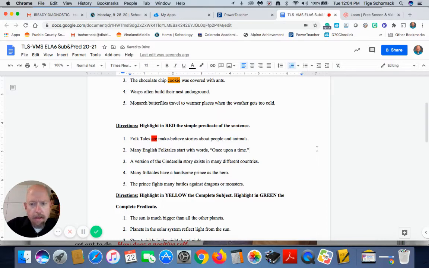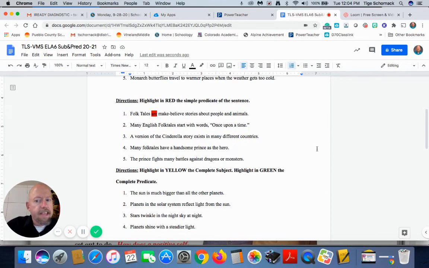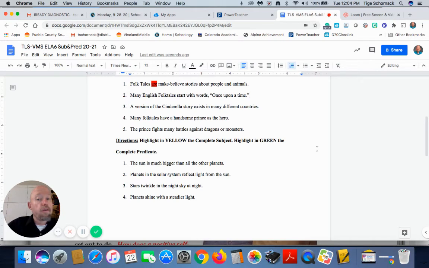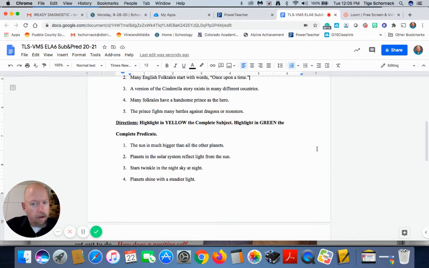So again, on this, you're going to highlight the simple predicates, just the verbs. And for 2 to 5, all of them are just one word. And now, for the third part, you're going to highlight in yellow the complete subject. You're going to highlight in green the complete predicate. So you're going to highlight the whole sentence. There's not going to be one word that is not highlighted in this.